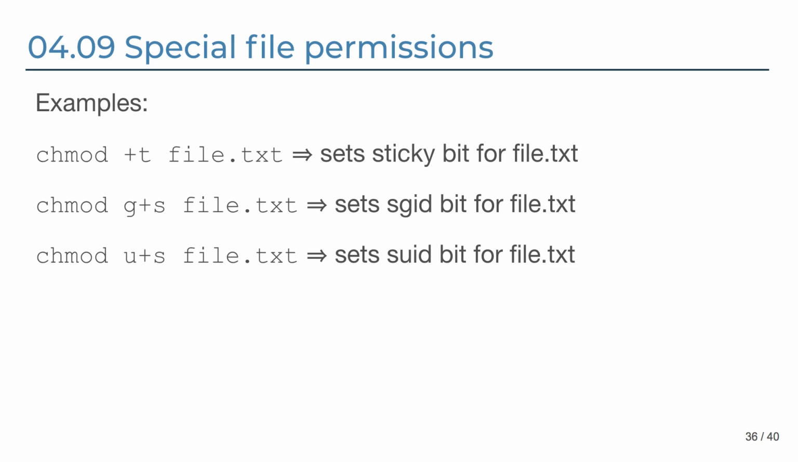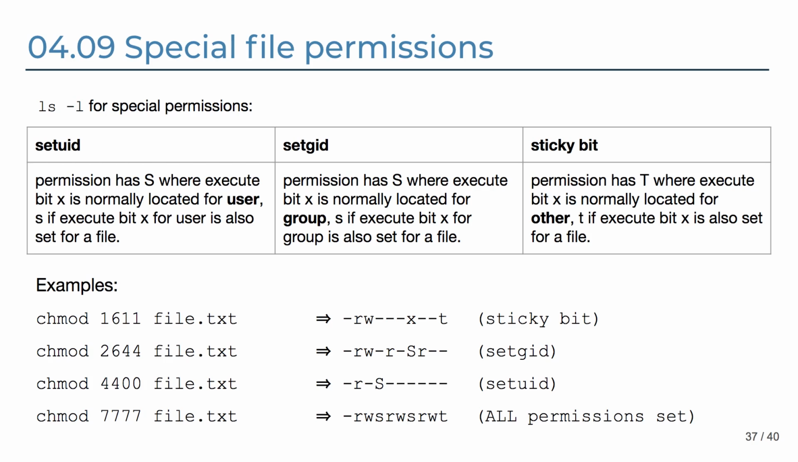And so how do we use that? Well, we can also use it in symbolic mode. So we just do +t if you want to add the sticky bit to a file. We use g+s for the set group ID and u+s for the set user ID. And we can also use numbers for that with the same logic, just now 4 digits instead of 3. The most you can do is basically 7777, which of course you shouldn't do, but that's what's technically possible.